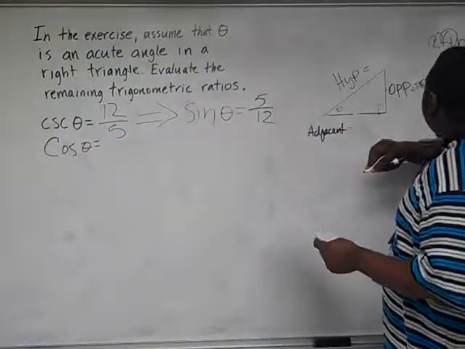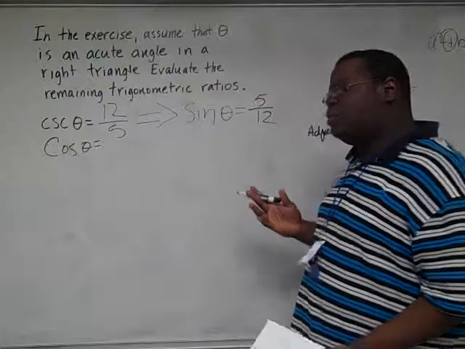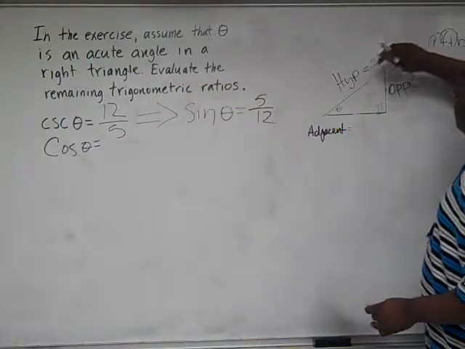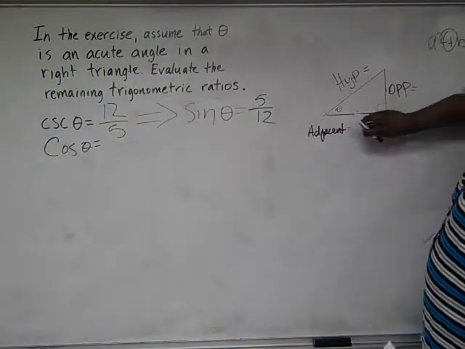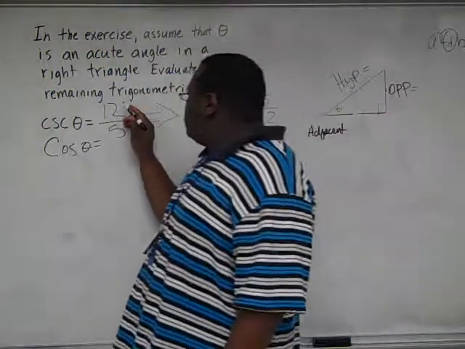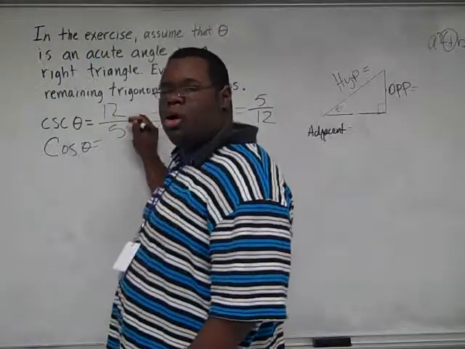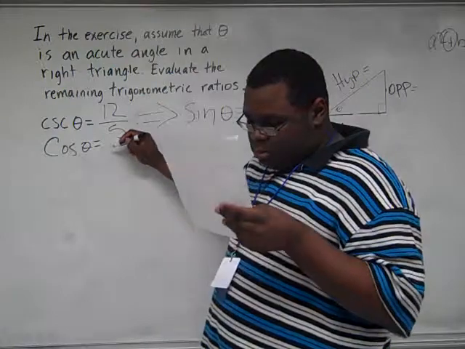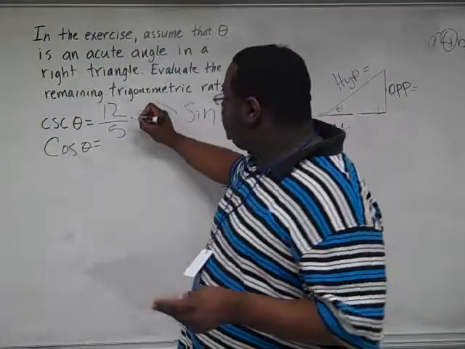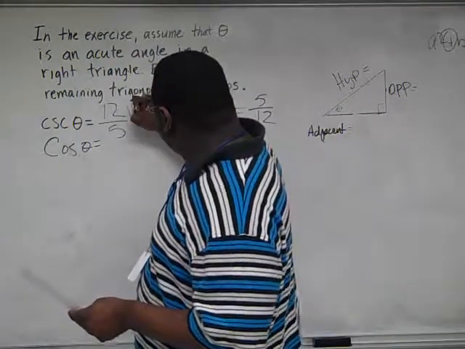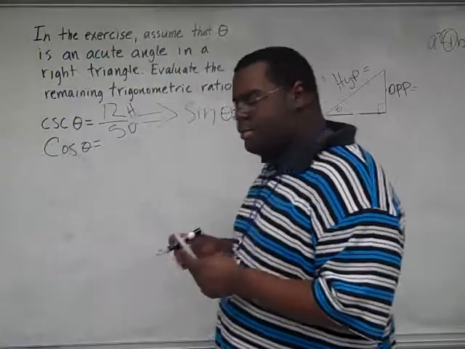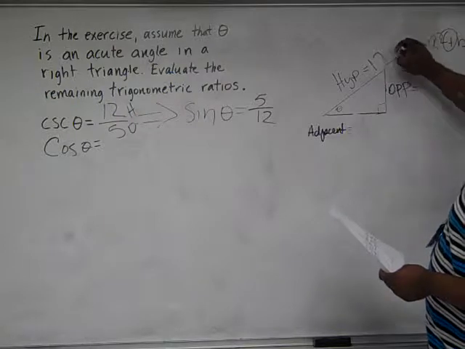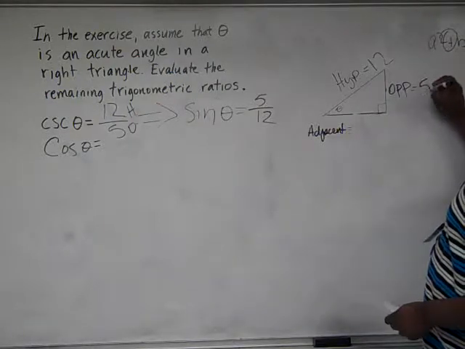Now, basically, we're using context clues. Look at the triangle first. You see we have hypotenuse, opposite, and adjacent. Now, these are two of the three: hypotenuse and opposite. So for our hypotenuse we have 12 and our opposite we have 5.